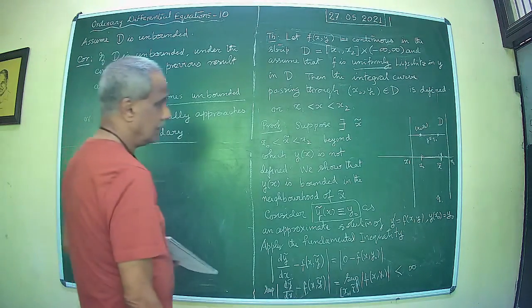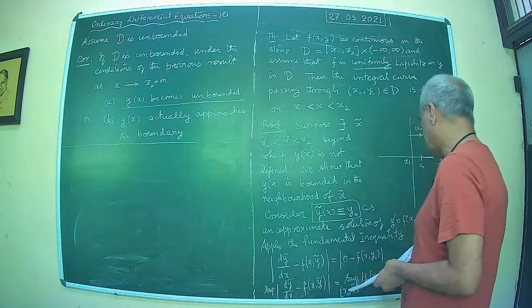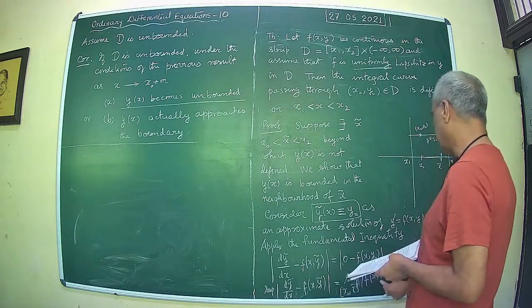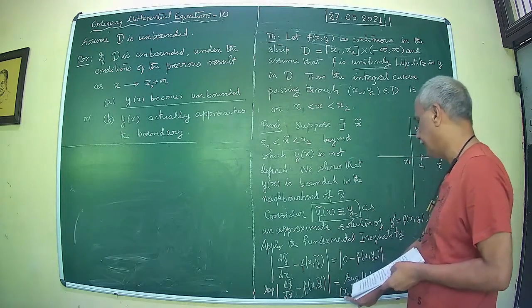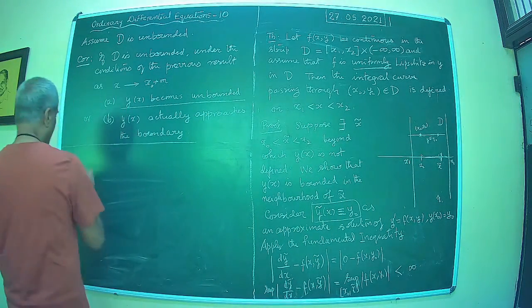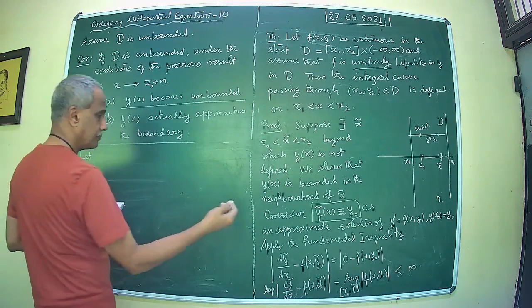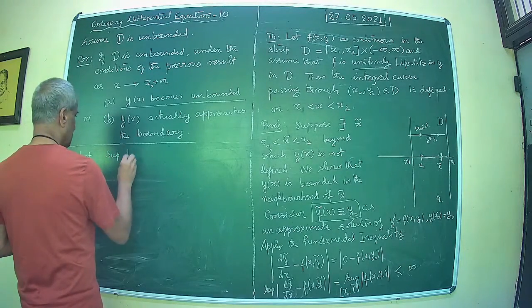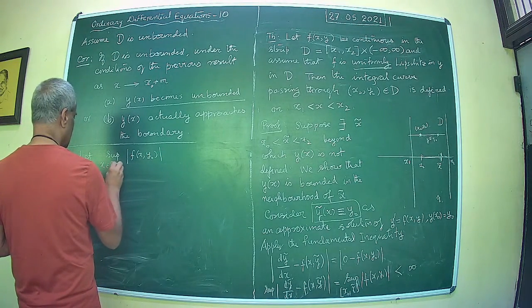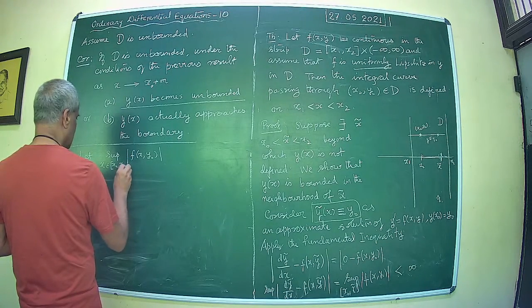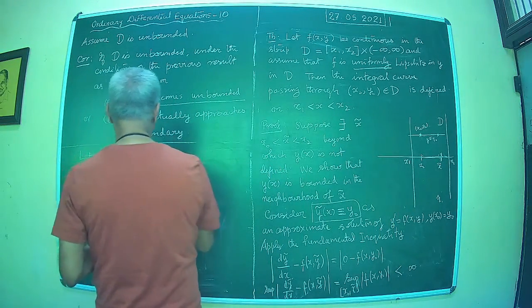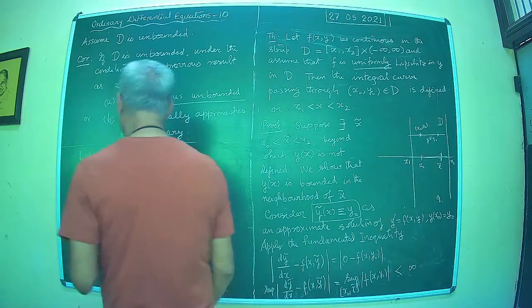See, the finiteness of this comes from the fact that f is a continuous function of x, because y naught is fixed. f of x, y naught is a continuous function of x defined on the compact interval, therefore it is finite. So let this one be denoted by m.